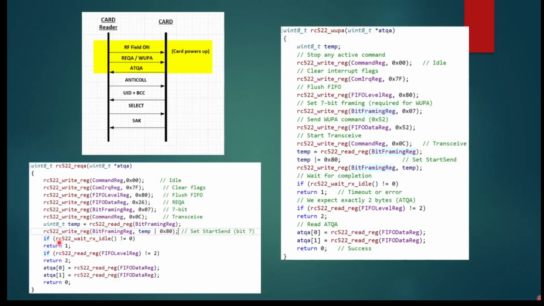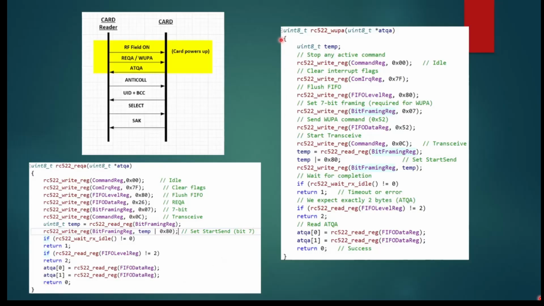If our routine, which is the wait for RX idle, is not 0, then we return a 1. And also, the ATQA message is composed of two words, so we're expecting to get two. If the reply in the FIFO doesn't have 2 elements, that means something went wrong, and then we return a 2. Otherwise, we have our 2 messages and we return 0.